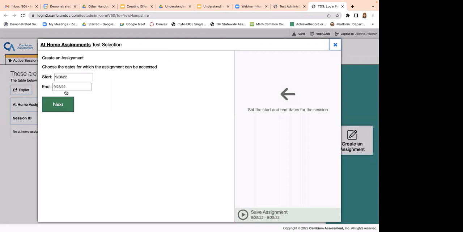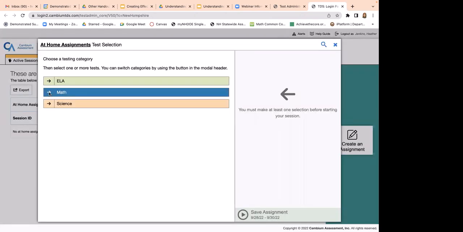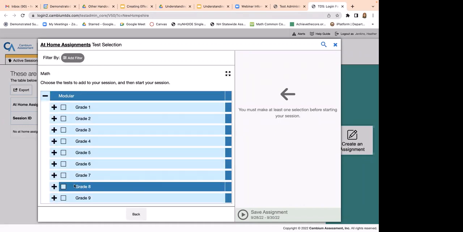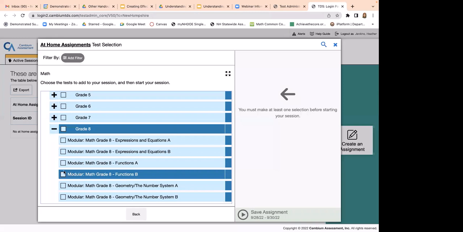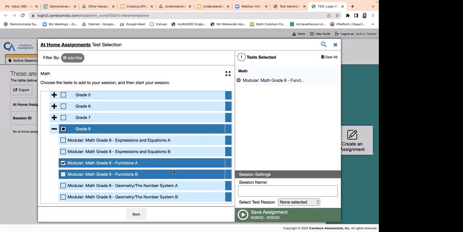I can use a date range. So let's say I want students to be able to work on a modular for a certain number of days. So I could choose my date range. Maybe it's 3 days. It's up to 2 weeks. And then I, again, am choosing my modular. Choose 8th grade. I'm going to go with functions A.